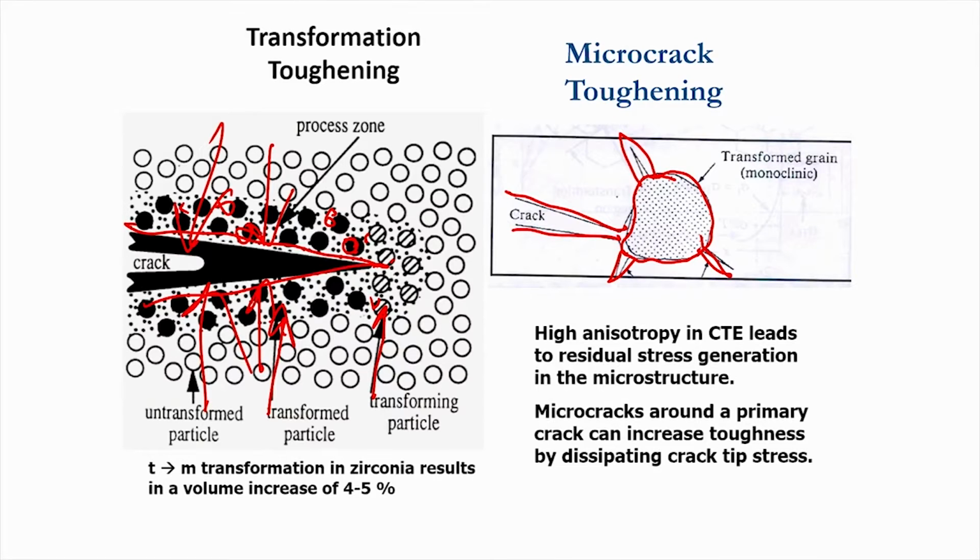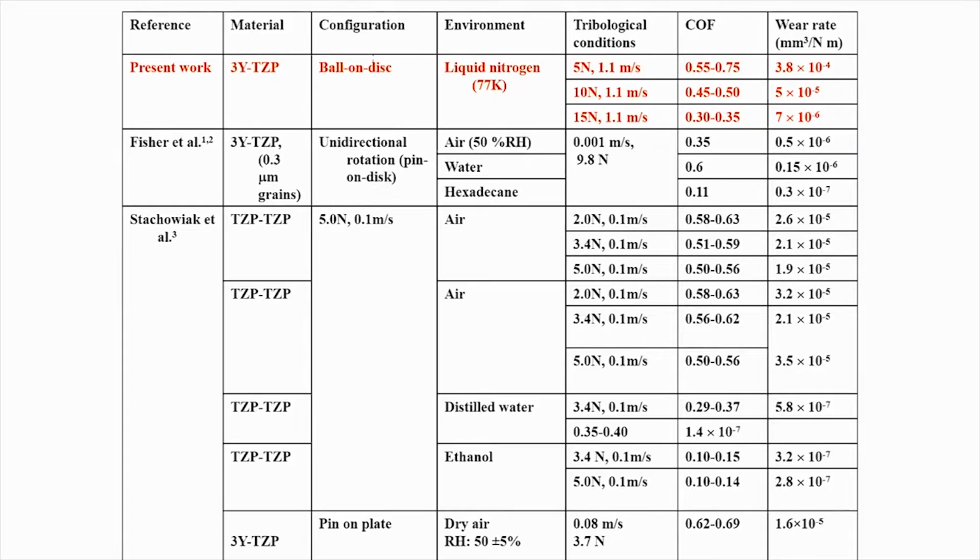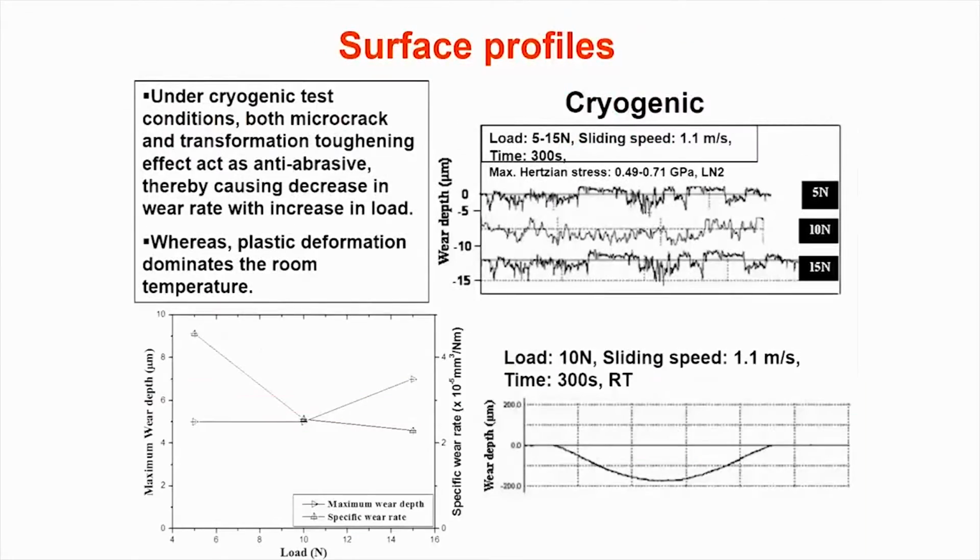What it means is that by allowing the microcracks to grow, essentially you are restricting the primary crack from growing in the microstructure, leading to more fracture toughness. So these are the two things that can happen.